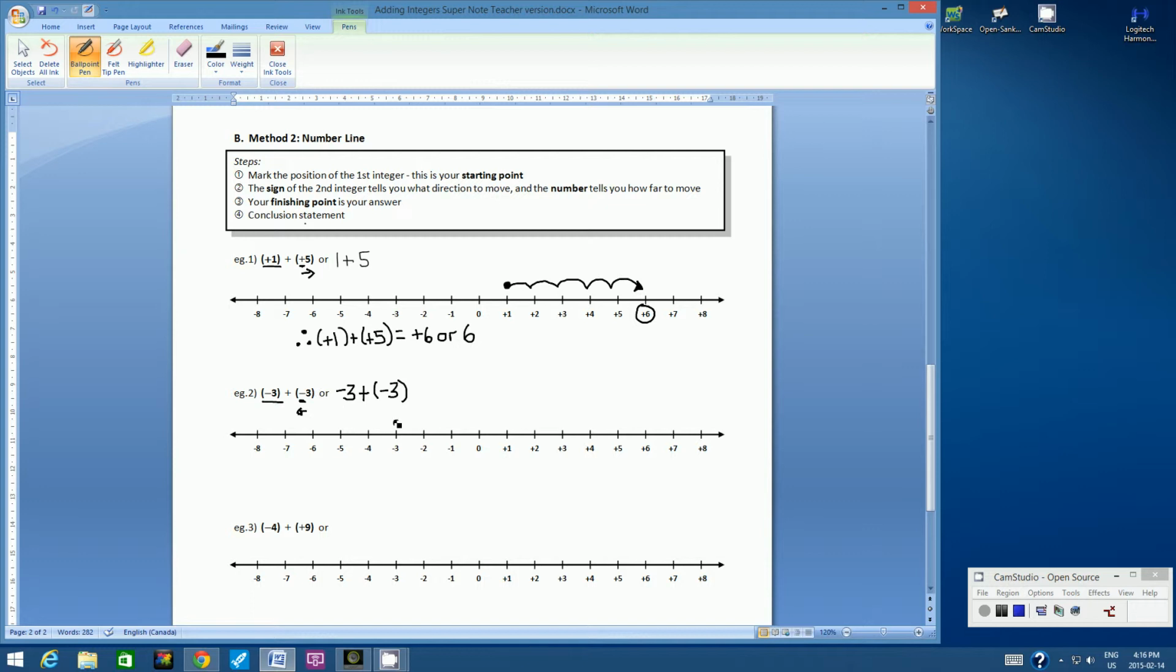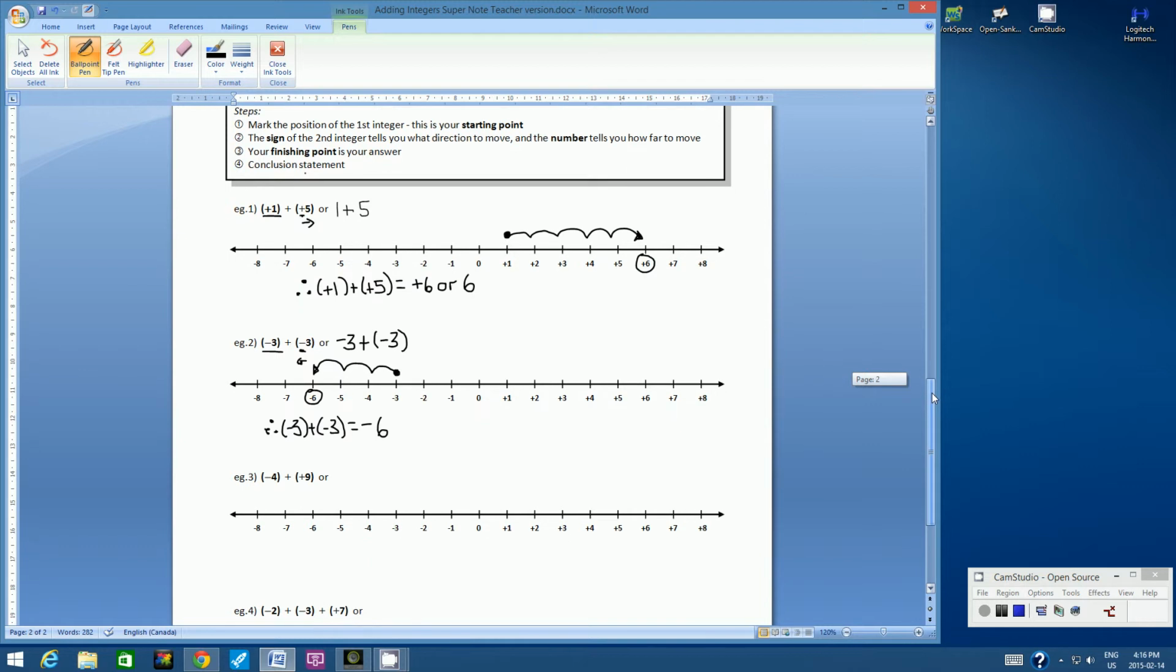So let's count it out, okay? 1, 2, 3. And then I'll put an arrow here, and then I'll circle the finishing point. That's going to be my answer. Concluding statement, therefore, negative 3 plus negative 3 equals negative 6. Okay? Pretty easy, right?